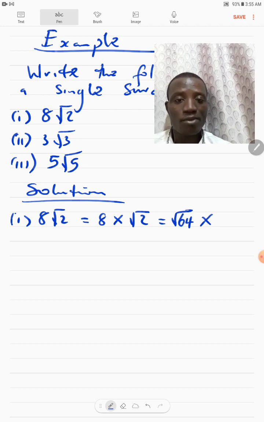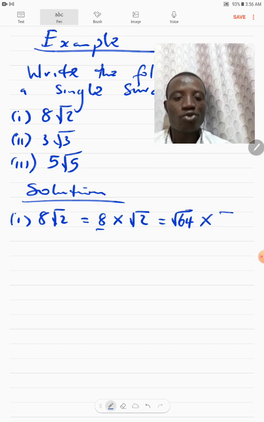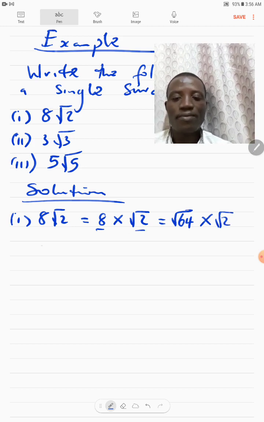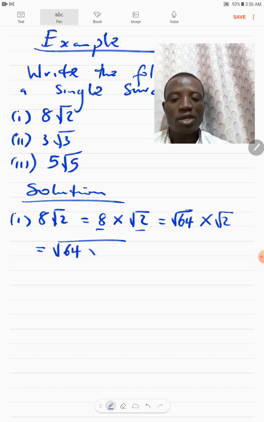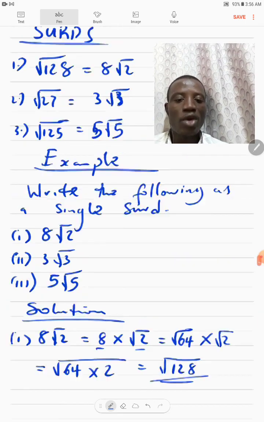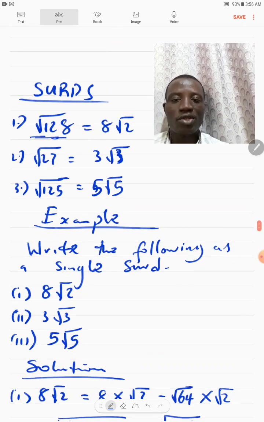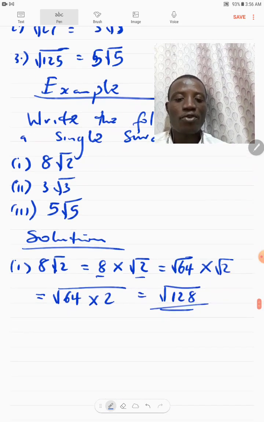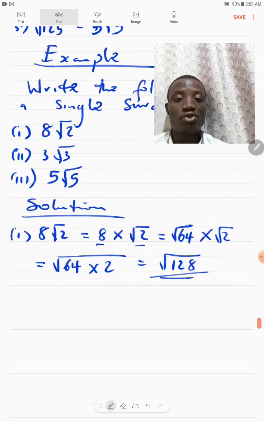So it's the same thing. If I write root 64, it means 8, times root 2 that I have left here. And then I can combine that using the basic rule of multiplication. That will be 64 times 2, and 64 times 2 will give me 128. So you can see we are back to 128 as the question that they gave us. So we can go from that back to root 128.